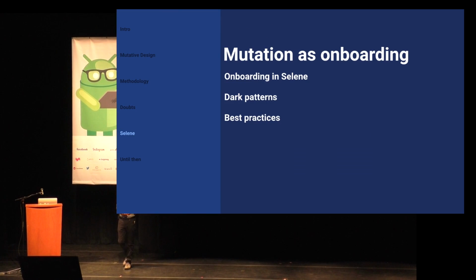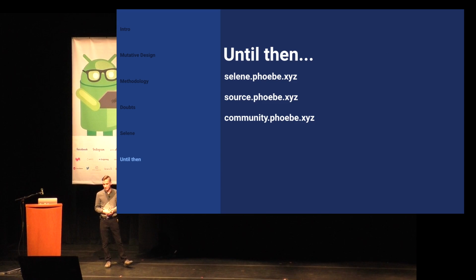But of course, there's the possibility for dark patterns in this too. If we're making custom mutations outside of Gaia, then people might use it to promote a new feature or do something that's not genuinely in the best interest of the user, if that makes sense. So I think the next step of mutative design would be figuring out some best practices before we start implementing all of these ideas. But until then, you can find the beta app at Selene, the source code, or join the community to talk more about mutative design.